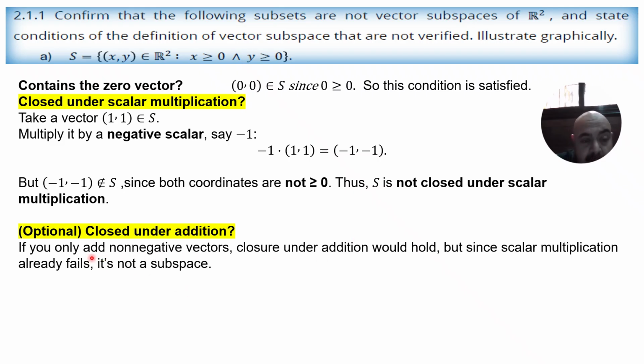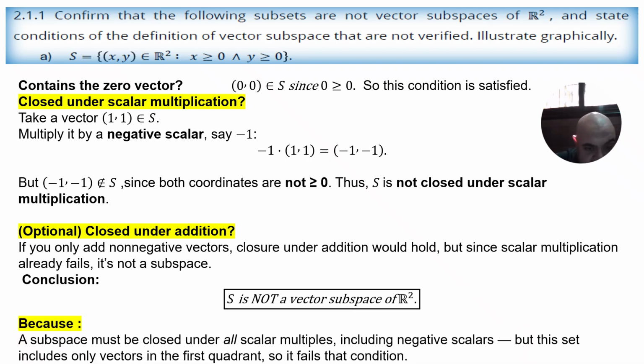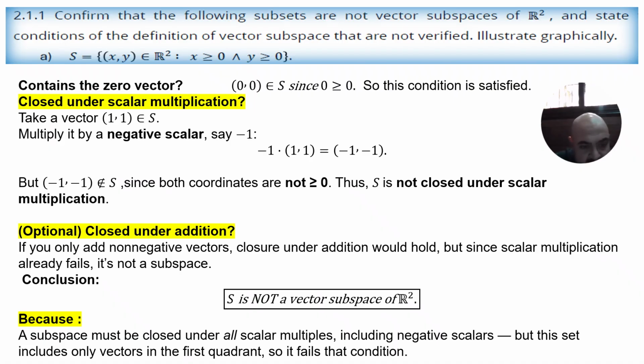Optional, if we want to study the closure under addition, it will be closed. So the failure mainly is from the scalar multiplication, not from the addition. Also, the zero already exists. And all of this I've written for you perfectly in order to make your life easier.